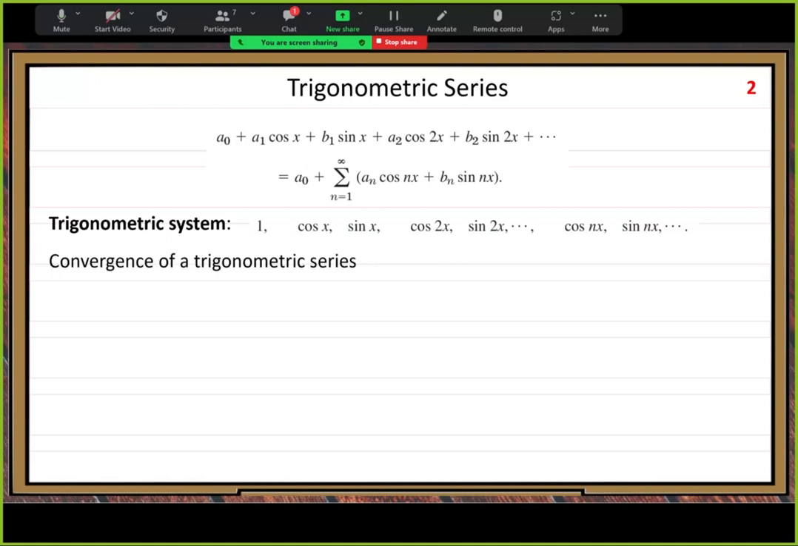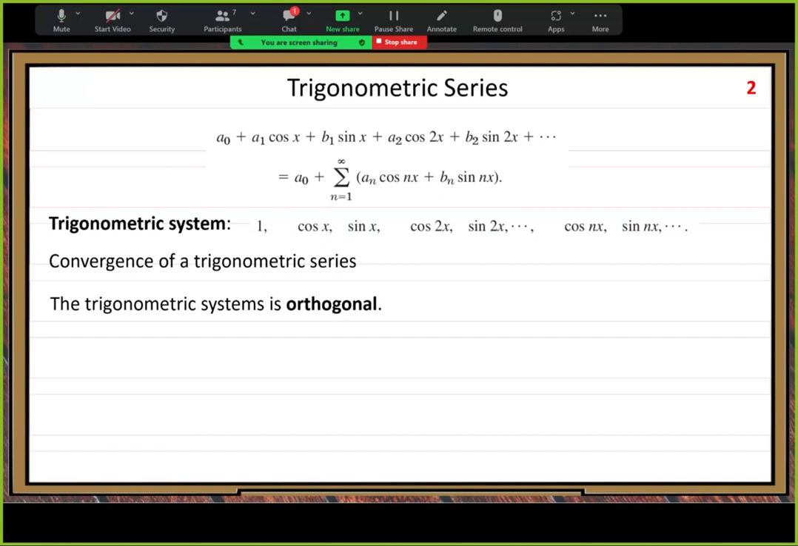Convergence of trigonometric series. The convergence issue is very important, but we don't want to spend much time on it. We just assume that when the functions are good enough, not too bad, we have the convergence. If it's bad, then we may not have the convergence. So the trigonometric system is orthogonal. Another important property: orthogonal.